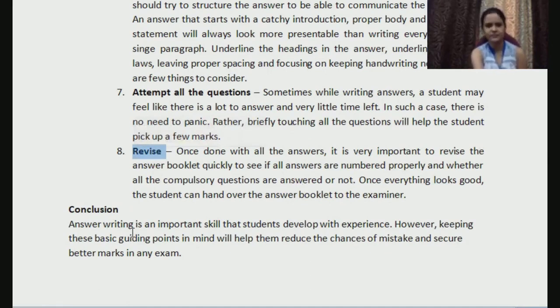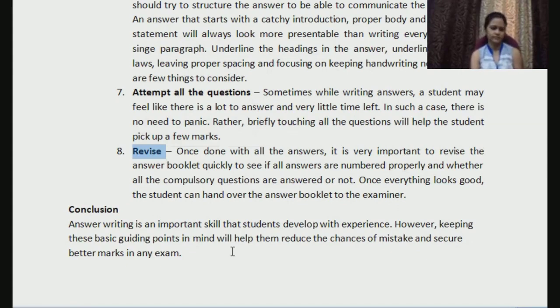Then you can give one conclusion that answer writing is an important skill that students develop with experience. However, keeping these basic guiding points in mind will help them reduce their chances of mistake and secure better marks in exam. So what is it that you develop with experience?